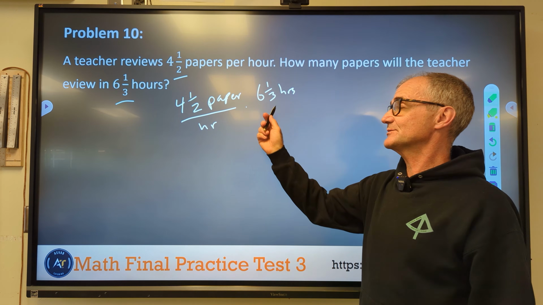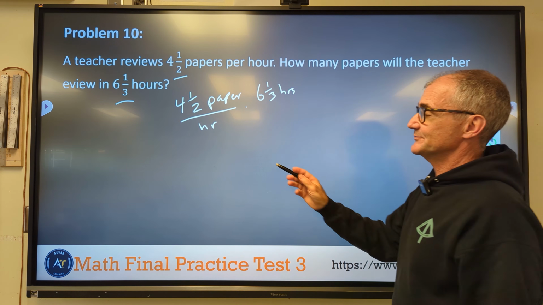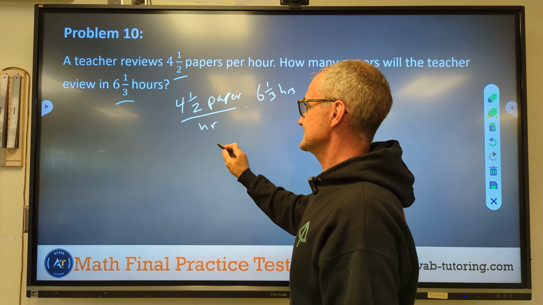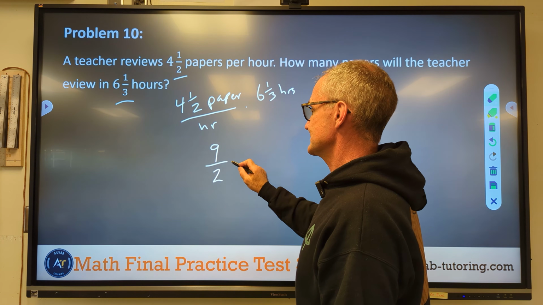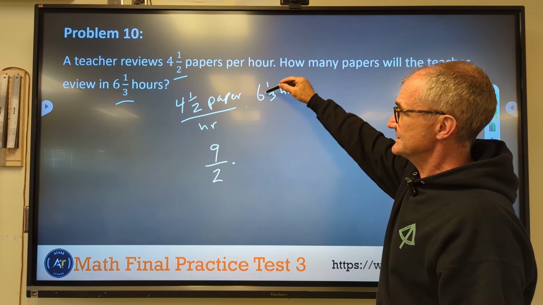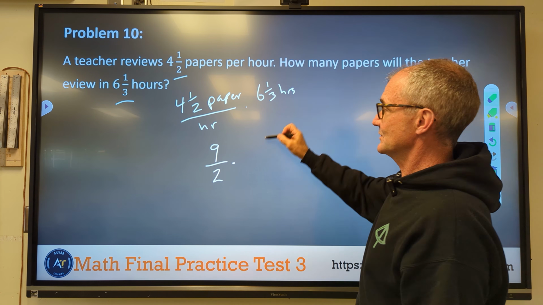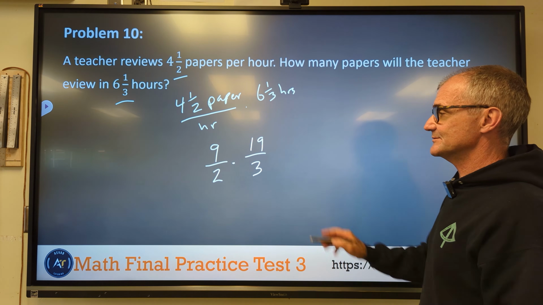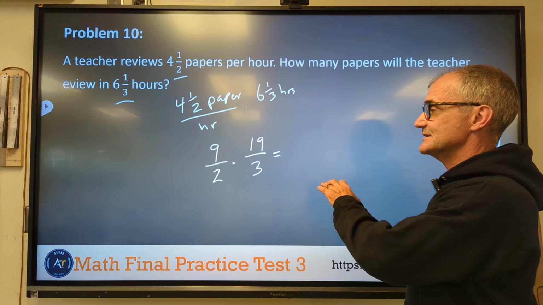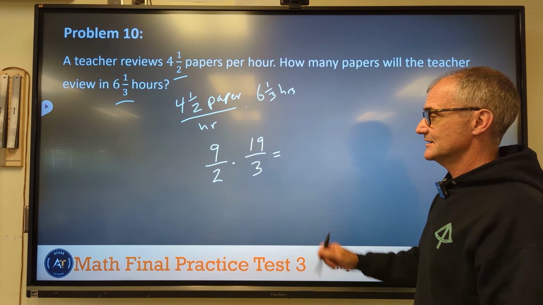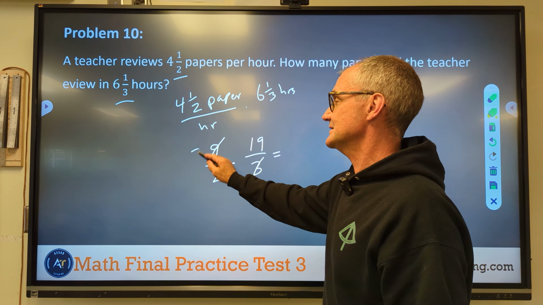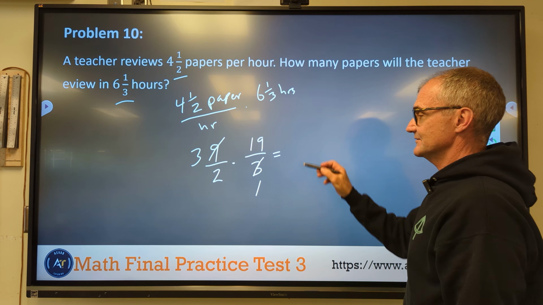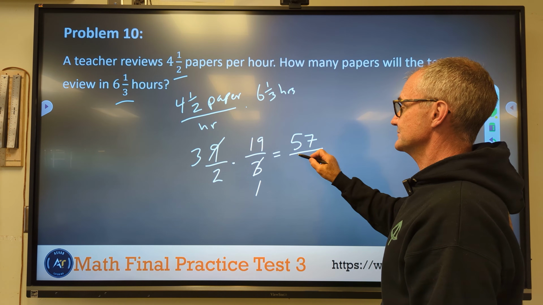It's going to be hard to multiply those mixed numbers, so I'm going to convert them into improper fractions. 4 times 2 is 8, plus 1 is 9. So I have 9 over 2 papers times 6 times 3, 18, plus 1, 19 over 3. I multiply across the top, across the bottom, and that's going to give me my answer. I could reduce after, or I could reduce now. It might be a little easier. 3 goes into here 1 time, 3 goes into here 3 times. 3 times 19 is 30 and 27, 57 over 2.